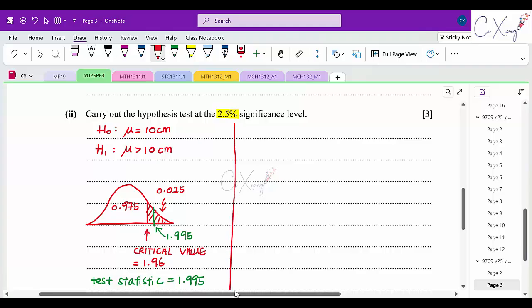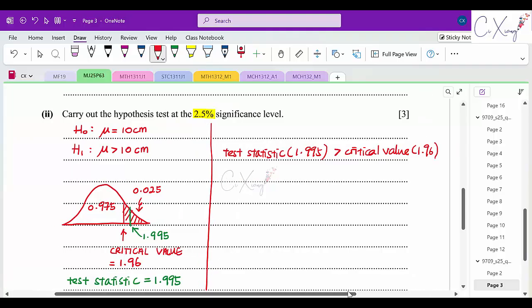So I can write out in this way. The value of test statistic (1.995) is greater than the critical value 1.96. But if you have a look from the diagram part, you know that it falls under the rejection region. Therefore, you should make a conclusion where you reject the null hypothesis. Then make the statement that is related to the question.